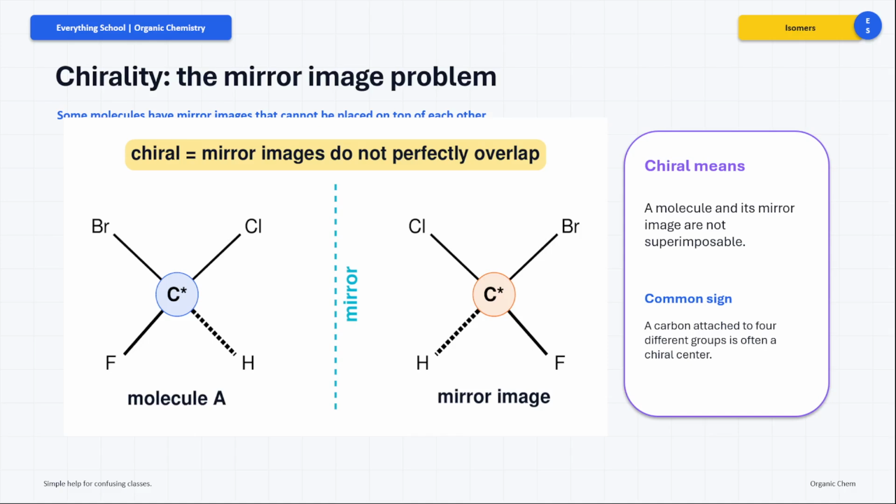They have mirror image forms that are not superimposable. This matters because the 2 mirror image forms can interact differently with biological systems. In organic chemistry, chirality usually appears when a carbon is attached to 4 different groups.